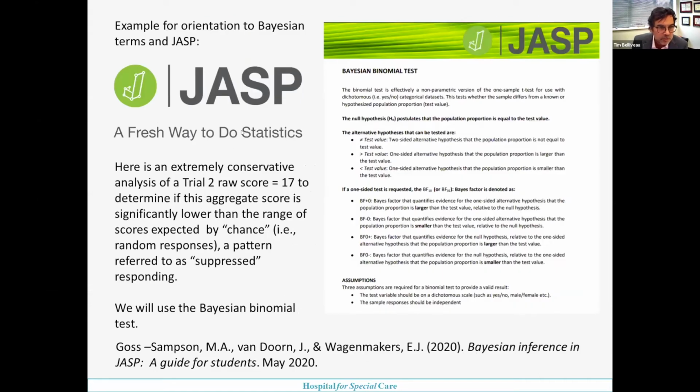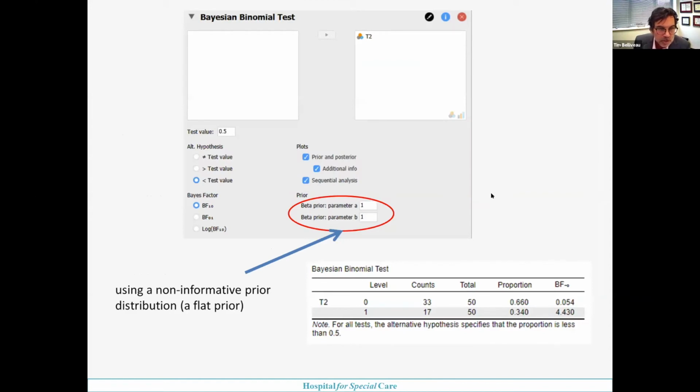So here's some information about the JASP program, and our example is a trial two raw score of 17. The question is: is this score significantly lower than the random range? Now, this is a very stringent way of interpreting this test. We know that there are norms for different groups of people, normal healthy individuals versus other groups, but this is really just an example of applying a Bayesian binomial test to answer the question, is this score of 17 significantly less than the random range? In the JASP program, on the left side of the screen we have a test value of 0.5, which represents the probability of a correct answer for each of the independent test items.